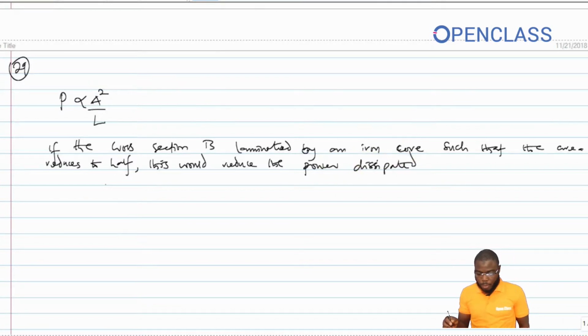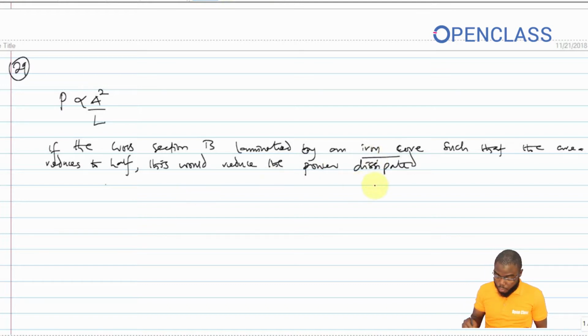And that's what we're talking about. So if you divide that square into two rectangles by laminating the core, the power there would be cut into half. And you have the distance reduced by three quarters. So if this is laminated by an iron core, then the power loss will be reduced. Let's link it to the options.